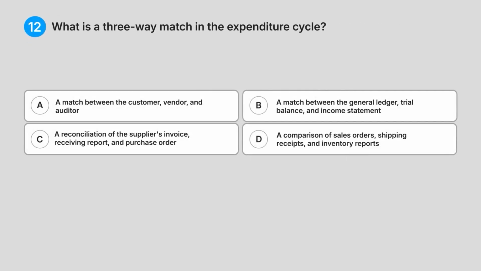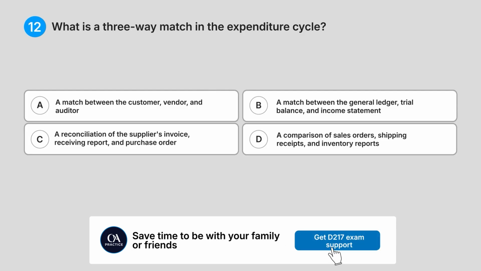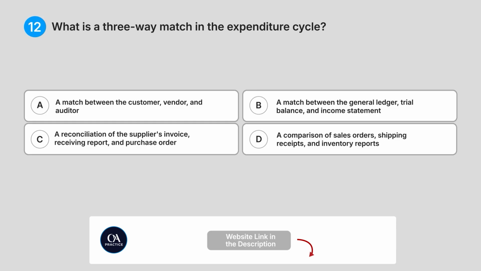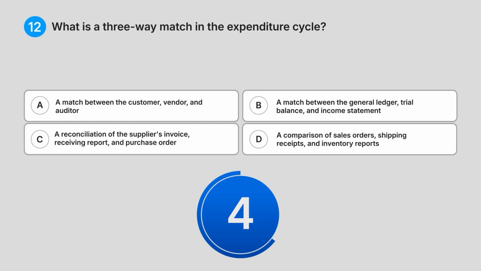12. What is a three-way match in the expenditure cycle? A. A match between the customer, vendor, and auditor. B. A match between the general ledger, trial balance, and income statement. C. A reconciliation of the supplier's invoice, receiving report, and purchase order. D. A comparison of sales orders, shipping receipts, and inventory reports. Do you know the answer?